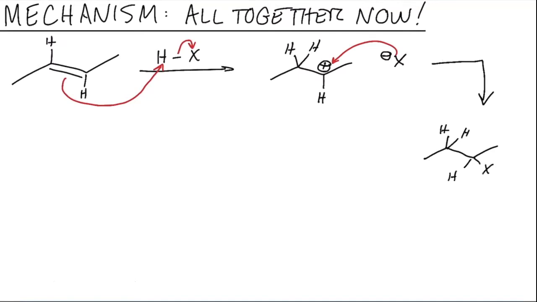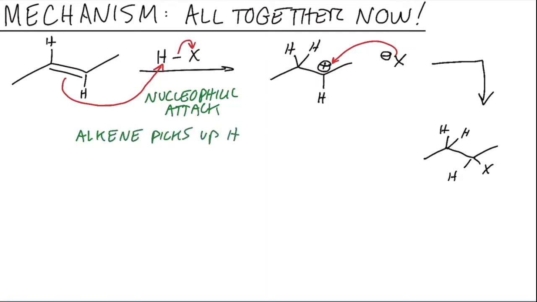Just like so. Okay, let's put some terminology in here. So the first step is what we would call a nucleophilic attack. You'll often see me abbreviate this as NUC attack for nucleophilic attack, without having to write out the whole word of nucleophile. The other thing that's happening here is the alkene is just kind of picking up the hydrogen using its electrons. Those are the 2 ways that you can describe what's happening in this first step.